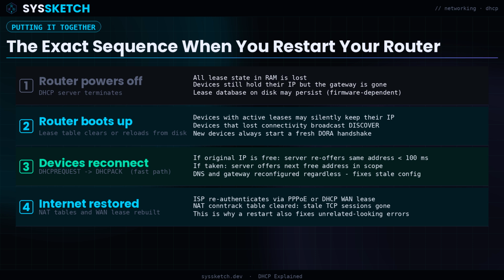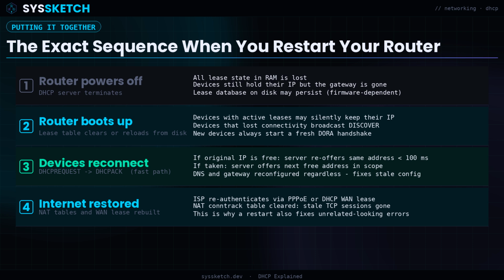Devices that drop their connection broadcast a new Discover. In most cases, the router offers the same address back because it is still free, and the full DHCP ACK reconfigures the gateway and DNS settings from scratch. That reconfiguration is the key. If the problem was a stale DNS cache, a misconfigured gateway entry, or a lease that had expired mid-session, the fresh DHCP ACK fixes it.